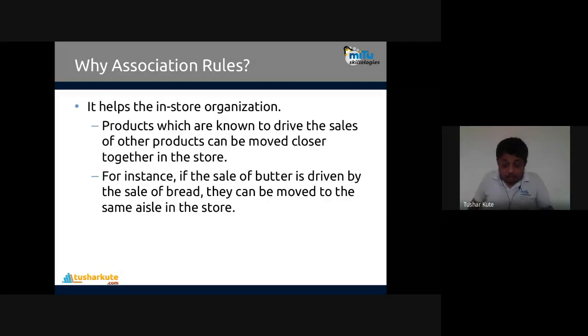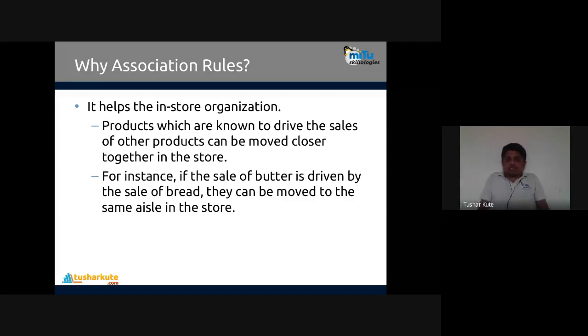One more, store organization also. Products which are known to drive the sales of other products can be moved closer together in the store. That's why it is talked about in sales planning also. Most of the products are not sold very commonly, but if you know that they are connected to that particular product, if this product is there, you can purchase this product also. Combine them together, keep them on the same shelf.